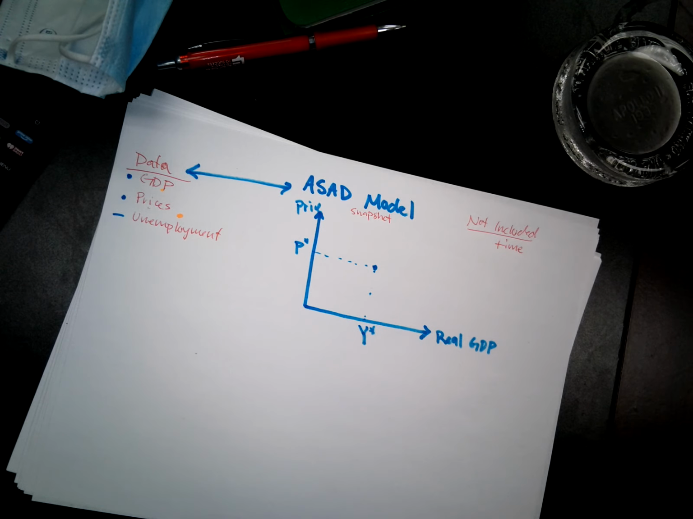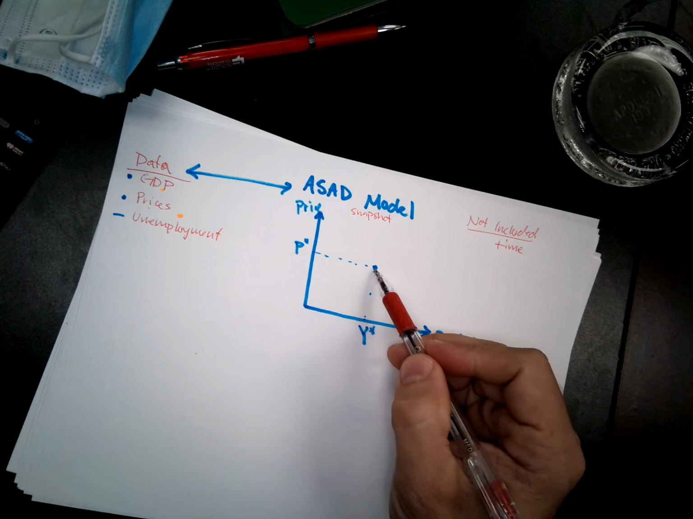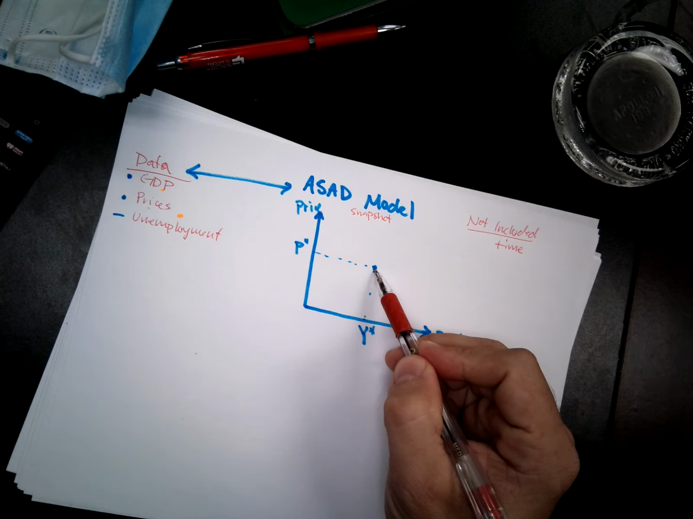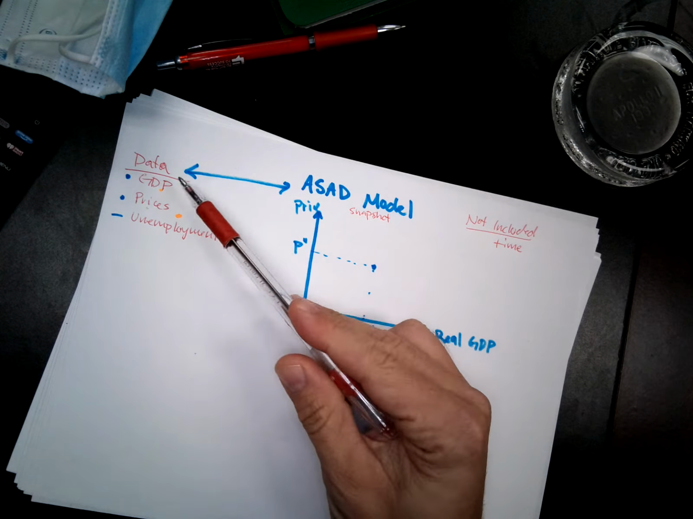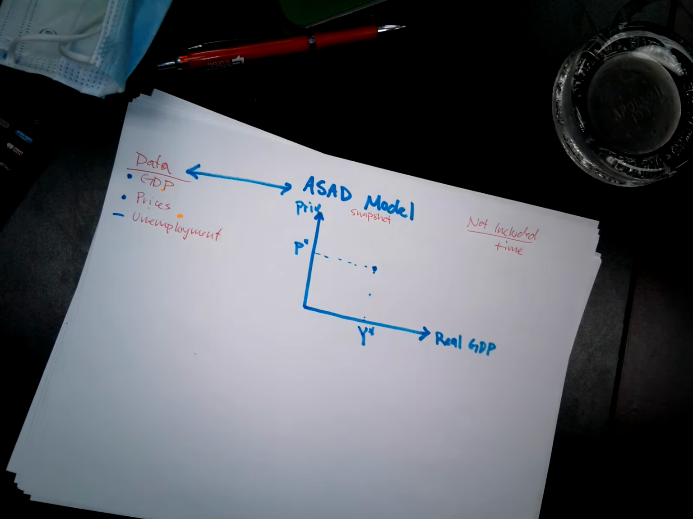Now, what we're modeling is, why is it that price level? Why is it that level of output? That's what we're trying to explain. We're trying to explain this point, the current level of GDP and the current price level. And so this is where the theoretical model comes in. This is where the abstraction comes in.